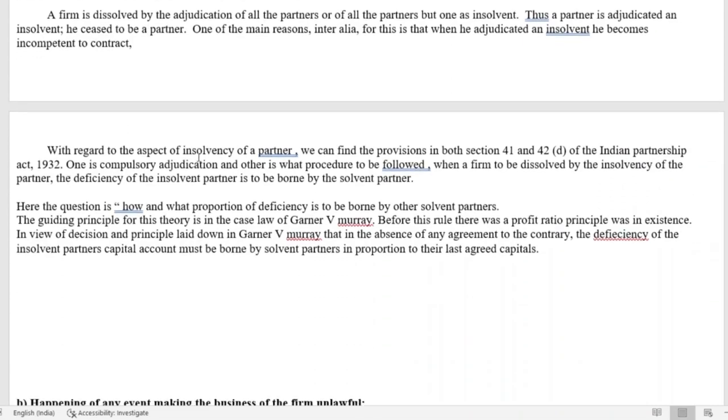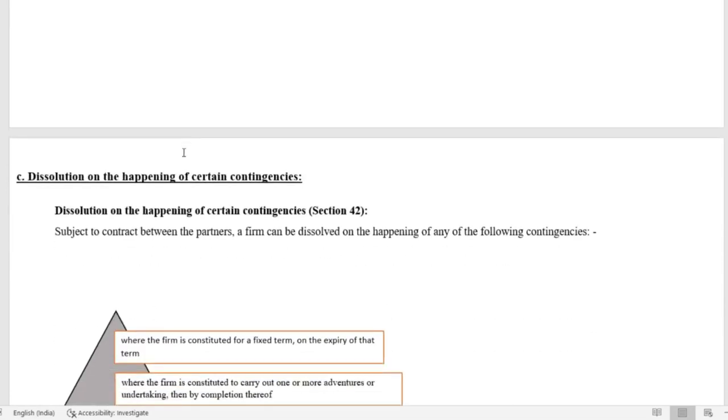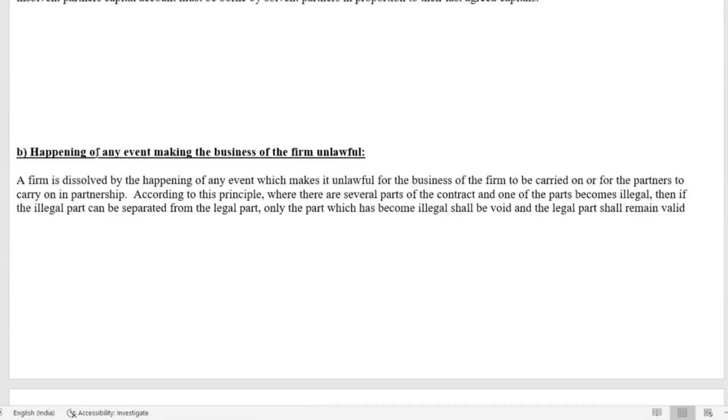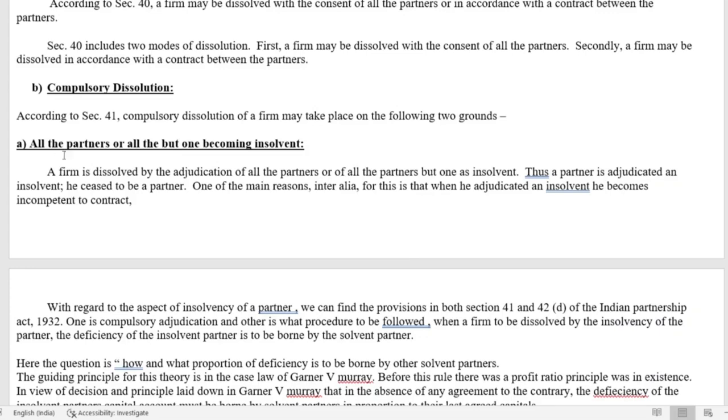With regard to this aspect of insolvency of a partner, we can find the provisions in both sections, that is, section 41 and section 42 clause D. Under 42 clause D also, insolvency plays an important role, that is, dissolution on the happening of certain contingencies. So here also the concept of insolvency will be discussed. Here there is a compulsory dissolution when any partner has become insolvent. So that is one aspect.